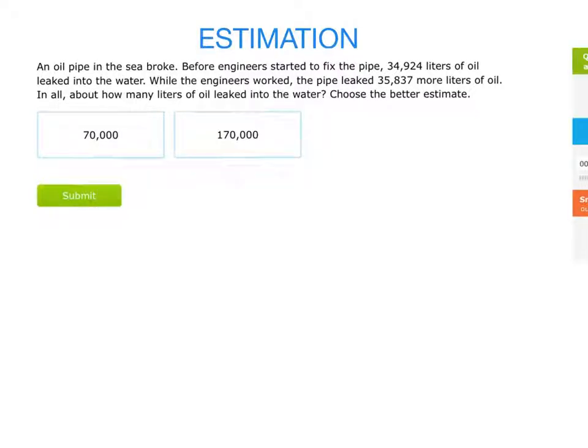Here's a somewhat depressing example to start our discussion of estimation. Pause the video for just a second and read it to yourself. Are you done? Good. Now if you did that without pausing, you read really fast. All right, so we have two amounts of oil that leaked into the water.